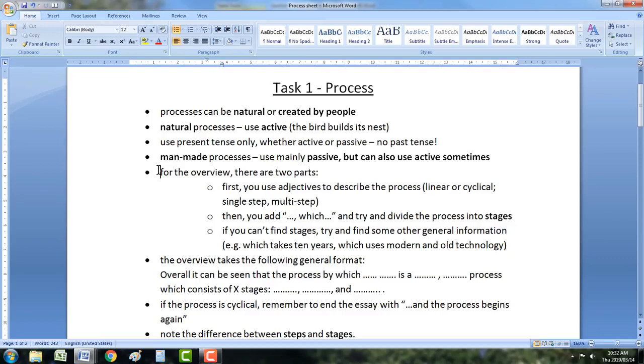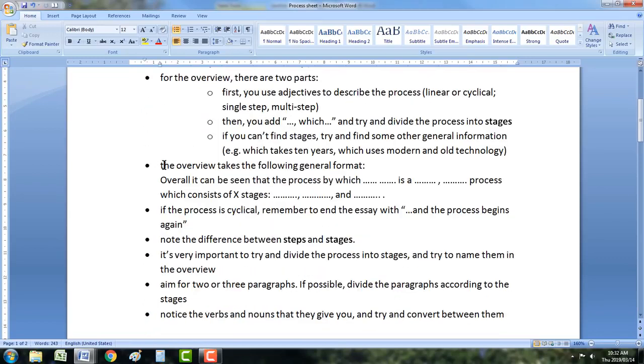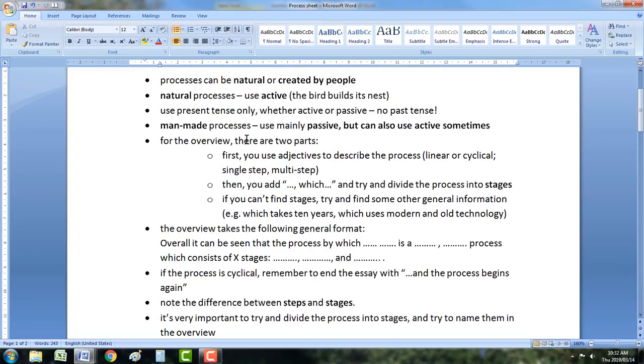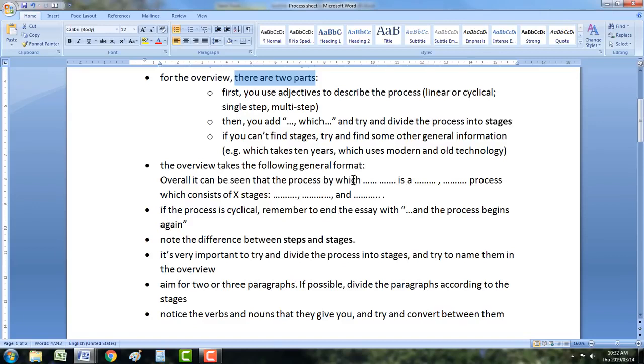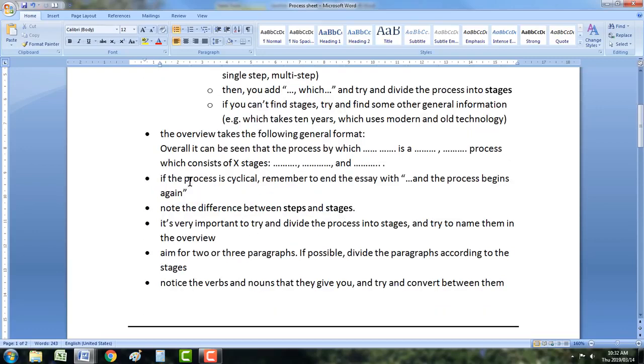Right, we're going to look at the overview. I won't cover this now. I'll explain this soon. When we do the overview, there's the basic structure of the overview. It's got like two parts. This is a something process. You'll use some adjectives and then you want to add a which and describe the stages. We'll get to that. If the process is cyclical, remember to end the essay with and the process begins again. That won't happen today.